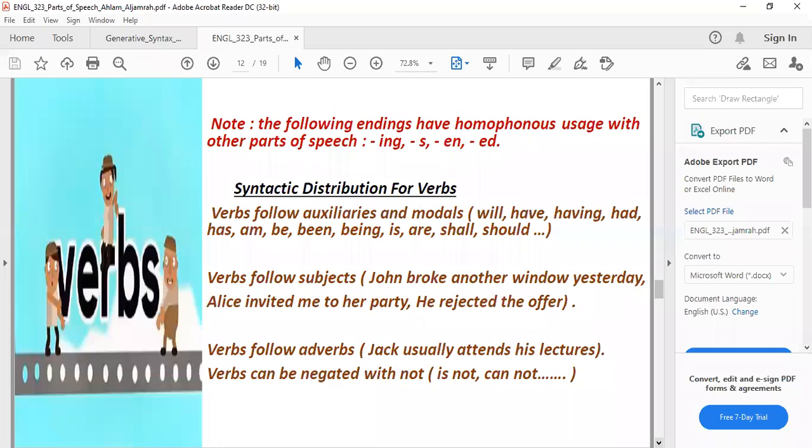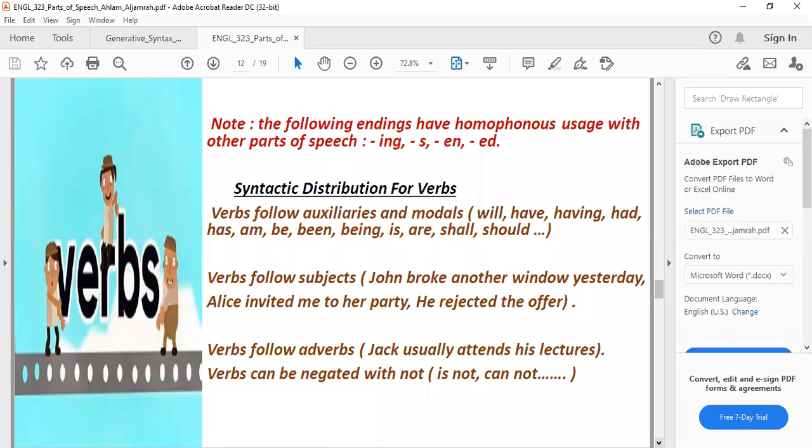Okay, syntactic distribution for verbs. So where we find verbs. Verbs follow auxiliaries and modals: will, have, having, had, has, am, be, been, being, is, are, shall, should. So verbs follow auxiliaries. It's impossible to see a noun followed by an auxiliary. Okay? Verbs follow subjects. We have this word order in the English language: a subject, a verb, an object. This is the syntactic order in English.